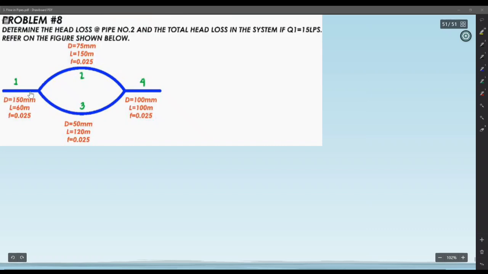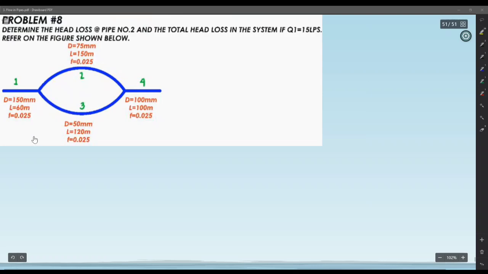Okay, so this example of pipe connection has a parallel portion. As you can see here at point 2, sa junction na ito, naghiwalay yung flow rate into 2 and 3. So, this pipe 2 and pipe 3 are parallel with each other. Gaya nga nasabi ko, this is an example of a series and parallel problem.